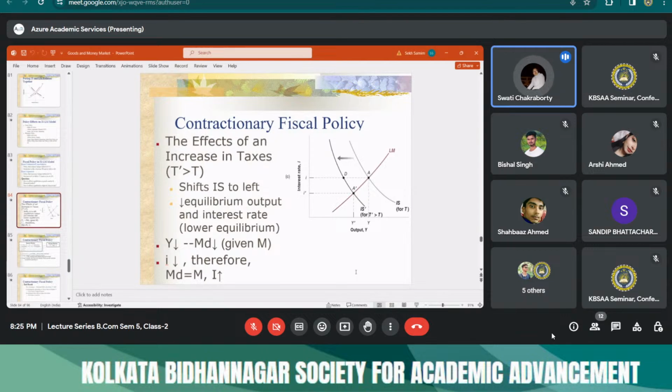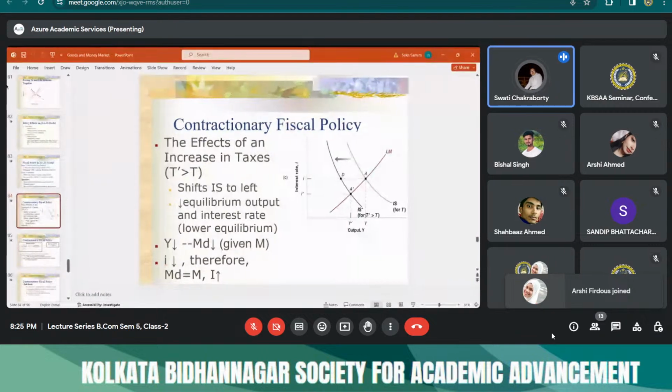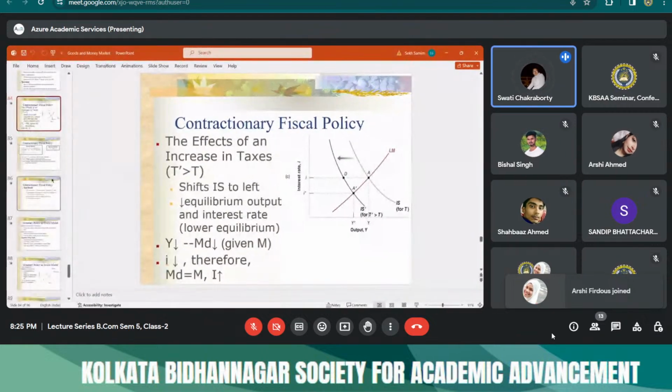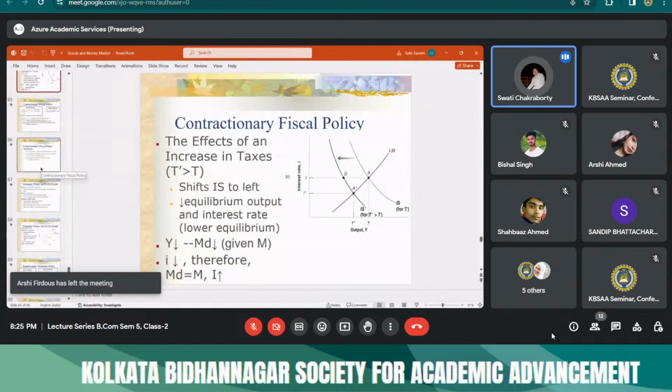When it shifts to the left, what do we see here? This is a diagrammatic representation. There is a decrease in the equilibrium output, and we also have a decrease in the interest rate. So why is this? What's the logic behind this? Now, when output decreases, what happens?